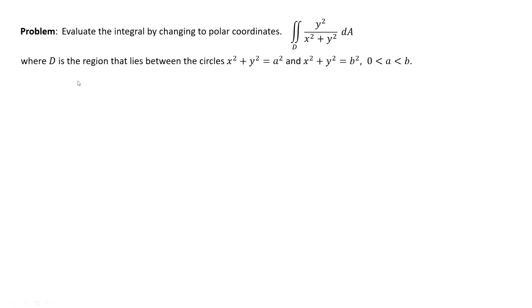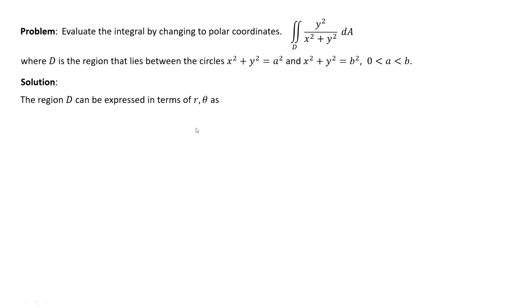All right, so where D is the region that lies between, oh, they're also giving this piece of information. Yeah, they have to, right? What is the region over which you are integrating this? It is apparently the area that lies between x squared plus y squared equals a squared and x squared plus y squared equals b squared, where a is less than b. a is bigger than 0, all positive.